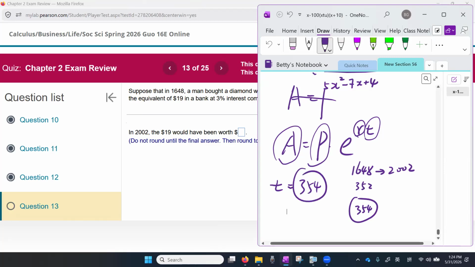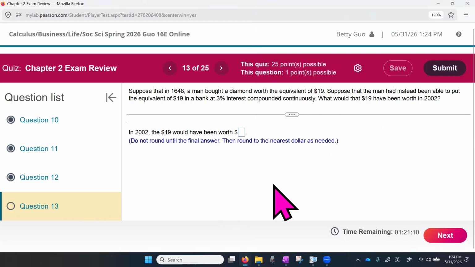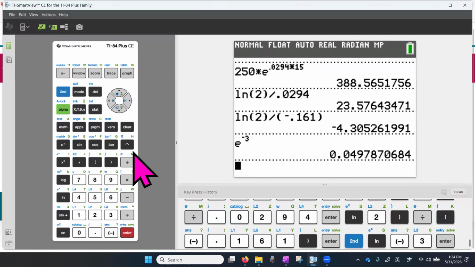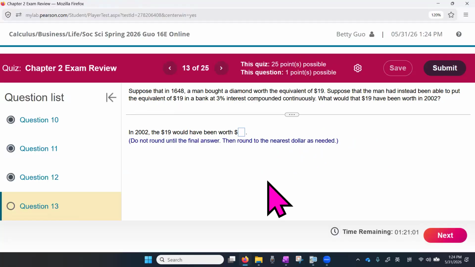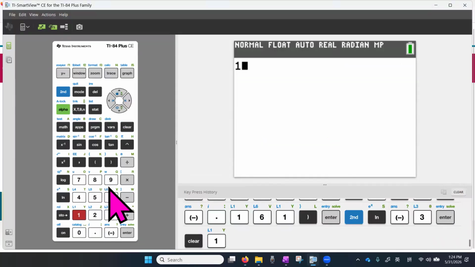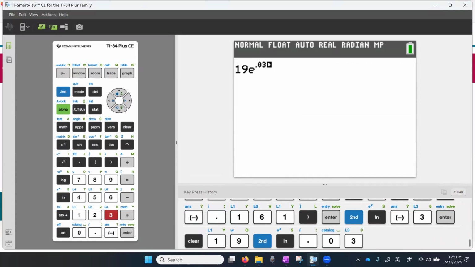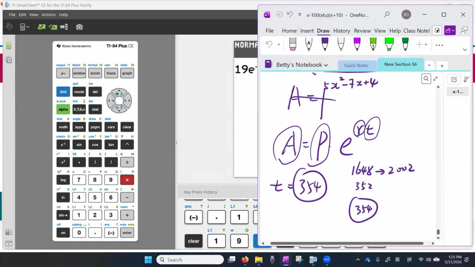You should write it down on your scratch paper, and then we can use the calculator to process this problem. Let me look at the data again. $19, 3%. Start with $19 and multiply by e to the power of 0.03 times the number of years. 3% is the annual interest rate, as a decimal 0.03. How many years is that? 354.